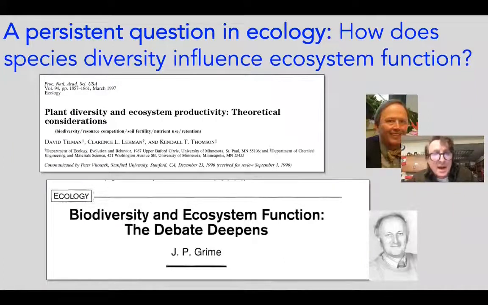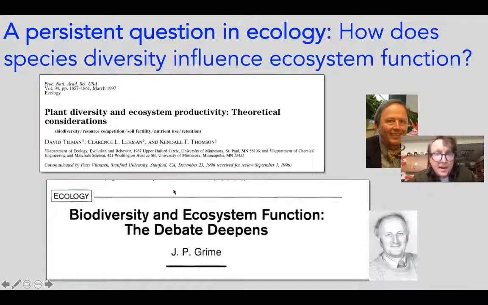All right, so I want to step back and put trait-based ecology in a broader context. Within ecology, one persistent question is, how does species diversity influence ecosystem functioning? There's a very long line of papers and researchers who have researched and proposed this question. In particular, I wanted to point to this classical debate in ecology between people like David Tilman and also Philip Grime. The idea here is that biodiversity is important because it influences how ecosystems function.